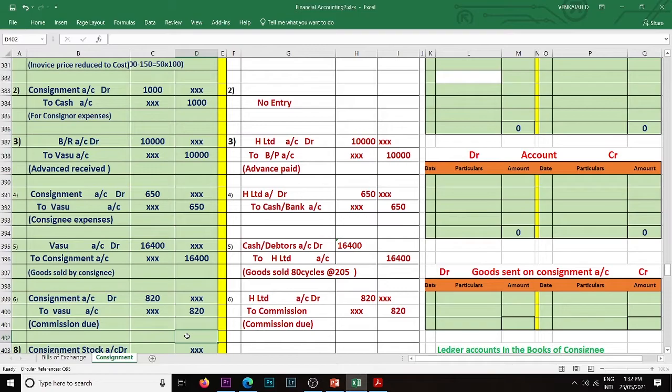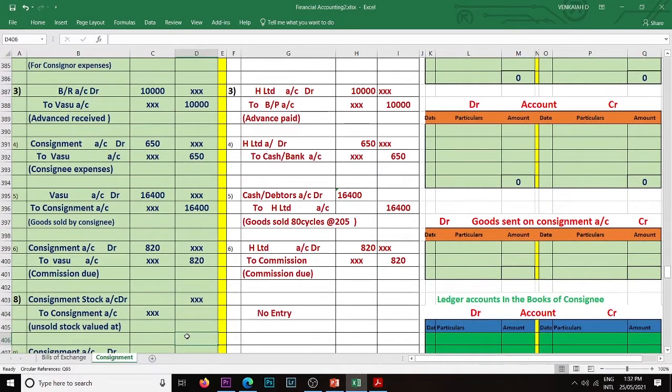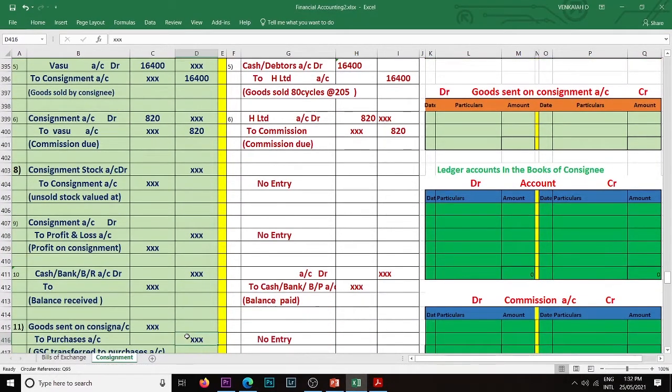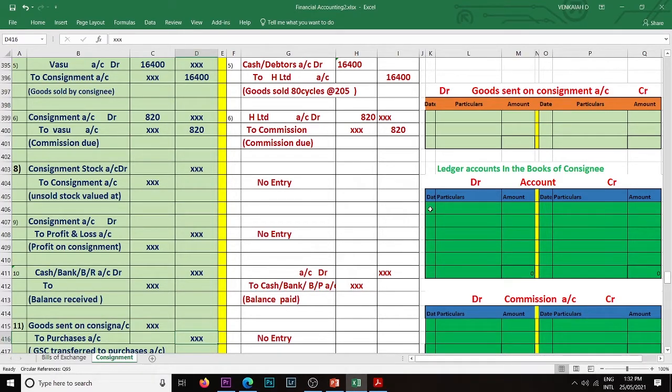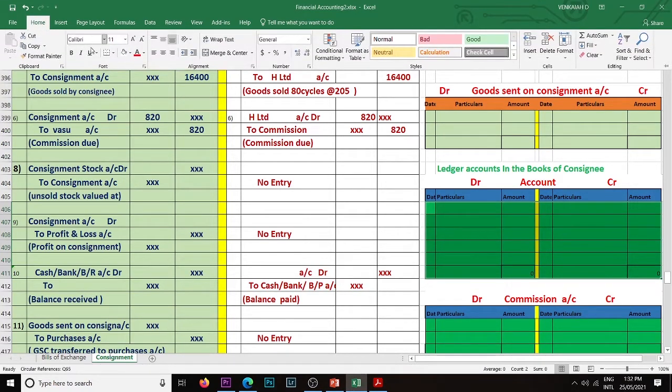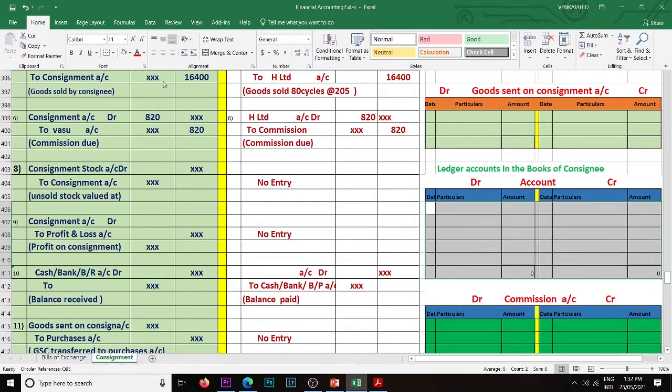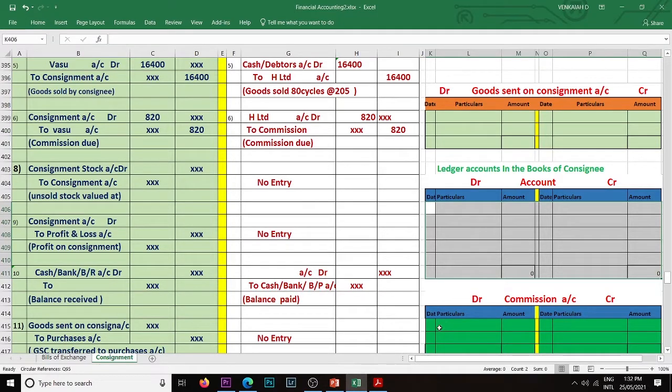Right. Unsold stock is there. We calculate the unsold stock. How many are unsold? 20. What is the cost of each cycle? Each cycle cost is 150. Okay, so we will calculate unsold stock at cost price.